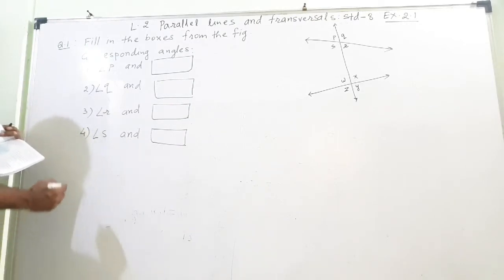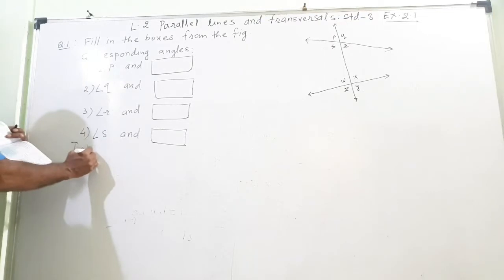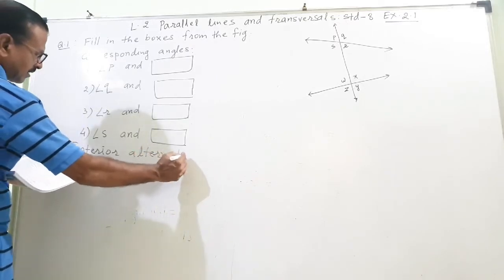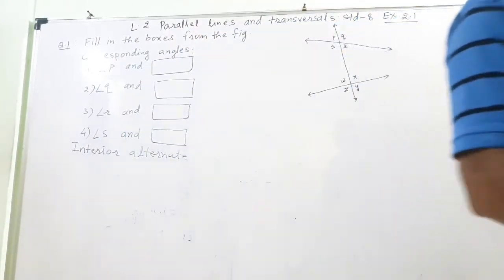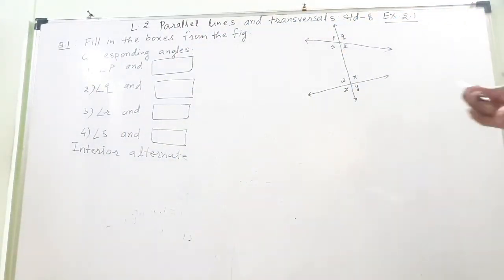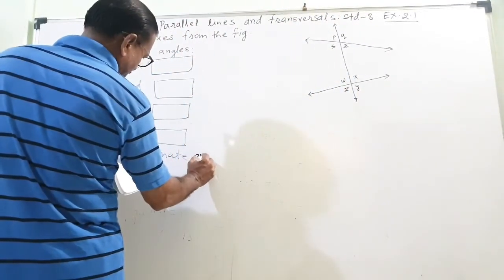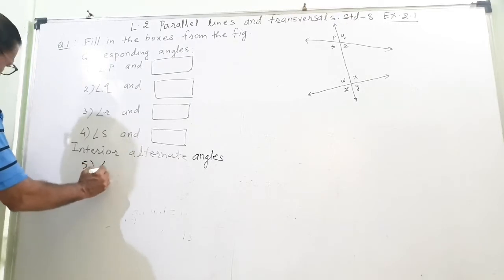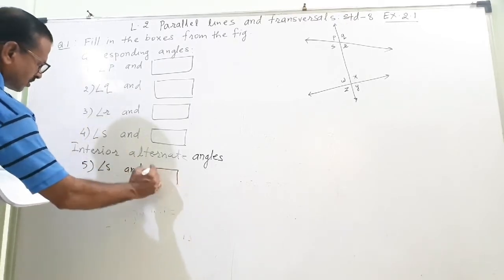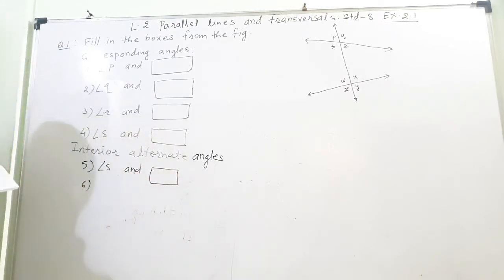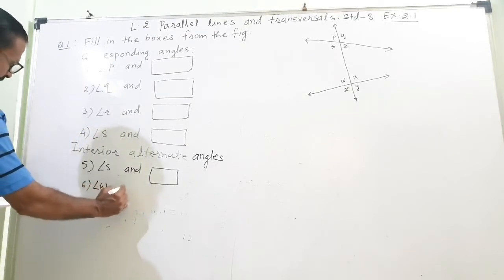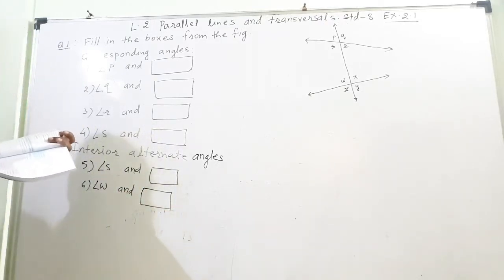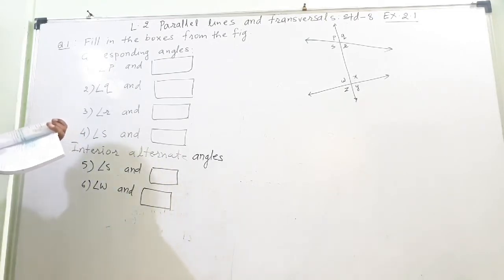Then interior alternate angles. This is the fifth number, angle S and box. Sixth number, angle W and box. So these are the questions which are asked.